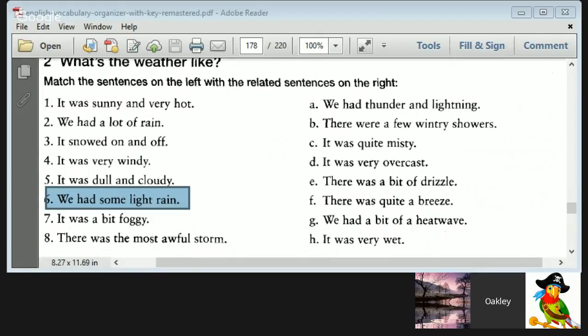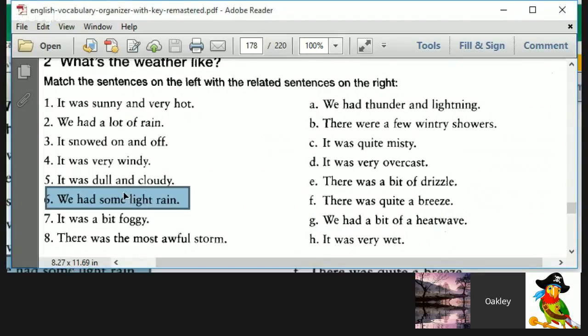Number 6. He had some light rain. I think he had the thunder and lightning. The key here is light rain. Thunder and lightning would involve heavy rain, a downpour. Light rain is something different.